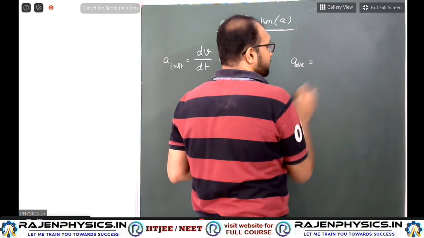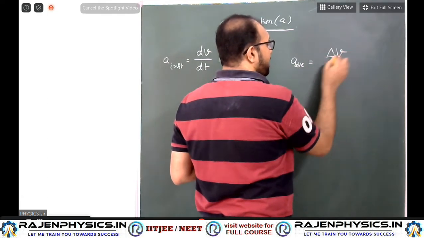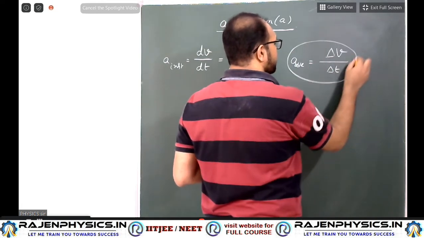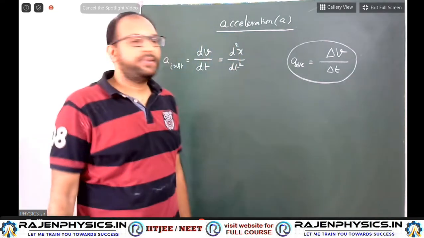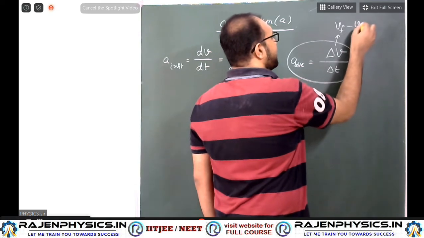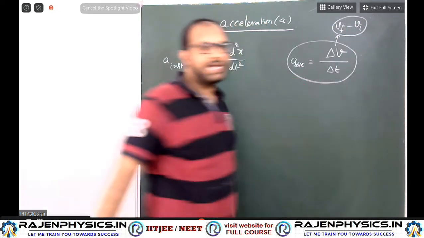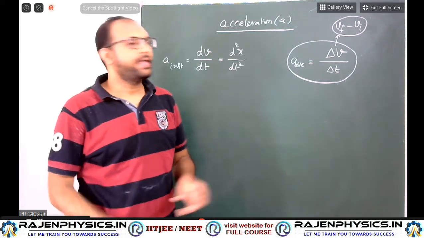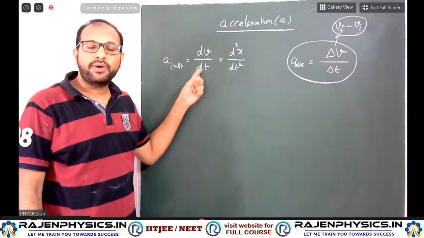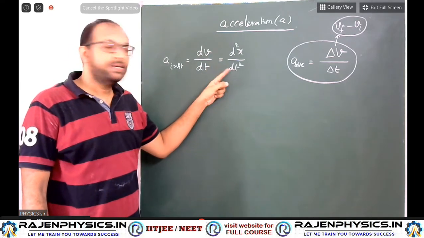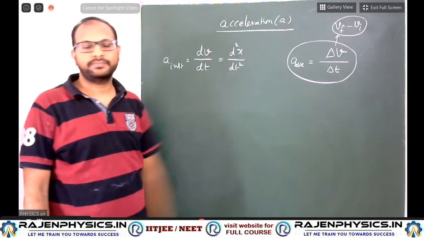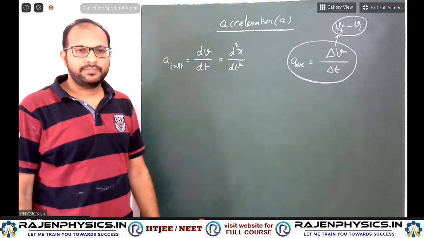Average acceleration is change in velocity divided by time taken. Change in velocity means what? Final velocity minus initial velocity. That is average acceleration. Okay? Instantaneous acceleration is the time derivative of velocity, otherwise the time second derivative of position. That is average. Okay, one example.